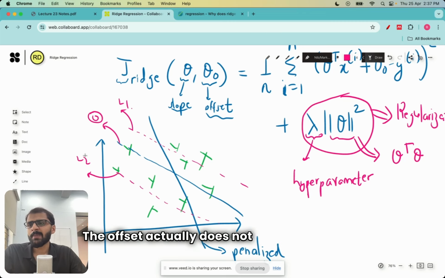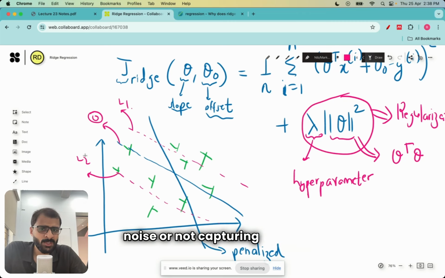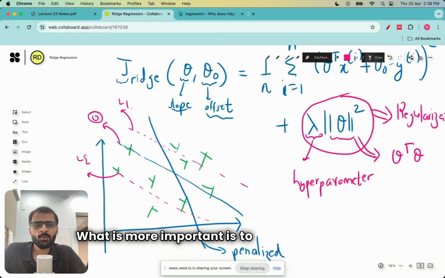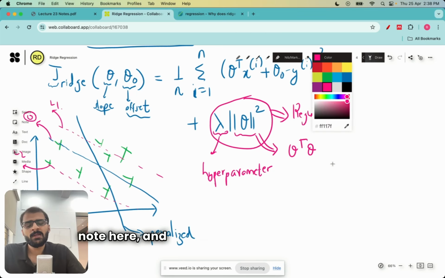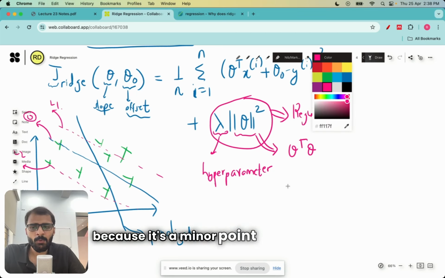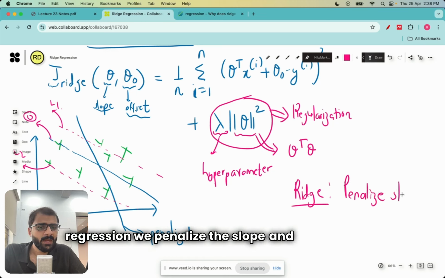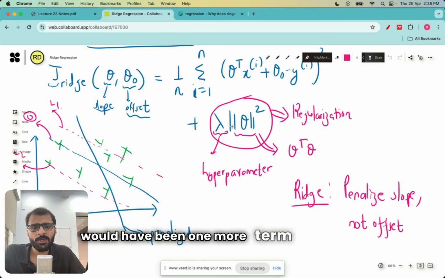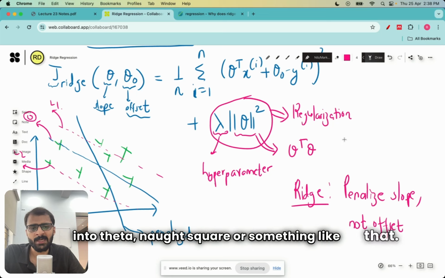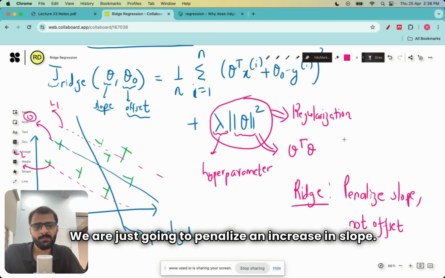The offset actually does not matter too much, because whether we increase or decrease the offset, it does not mean we are capturing the noise or not capturing the noise. What is more important is to penalize the slope. So one small distinction which I would like to note here, and this may be asked in interviews because it's a minor point, is that in Ridge regression, we penalize the slope and not the offset. If we were penalizing the offset, then there would have been one more term here, lambda into theta naught square or something like that. But we don't add that because it's fine to have the offset. We are just going to penalize an increase in slope.